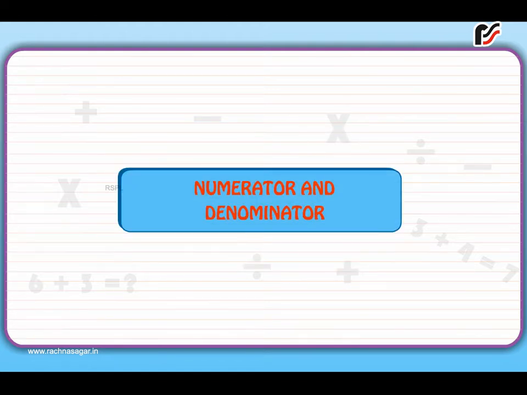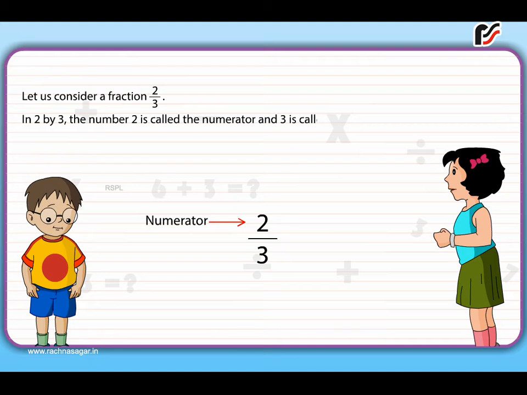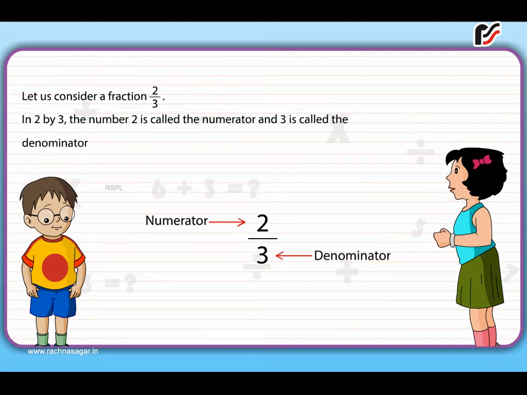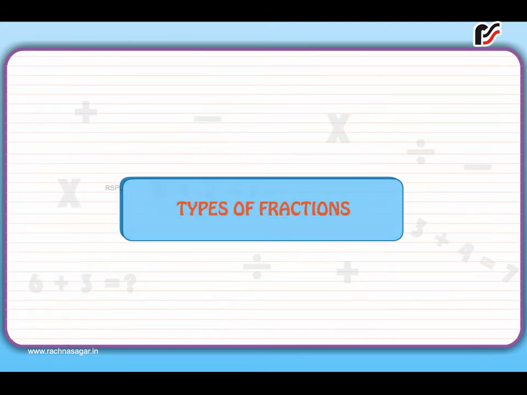Numerator and denominator. Let us consider a fraction 2/3. In 2/3, the number 2 is called the numerator and 3 is called the denominator, and 2/3 is read as 2 by 3 or 2 over 3. Types of fractions.